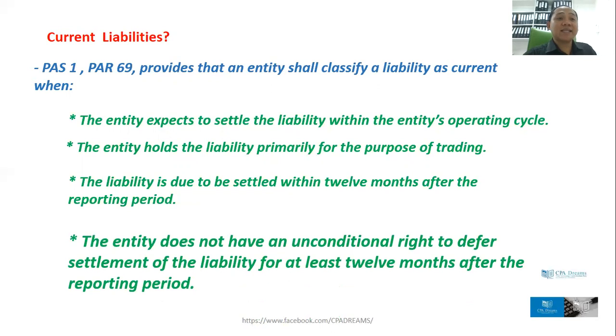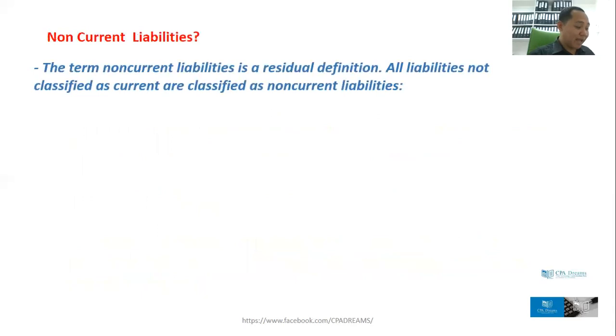Okay, then the entity does not have an unconditional right to defer settlement of the liability for at least 12 months after the reporting period. So meaning, wala kang conditional right na i-extend yung terms, no? Kung nag-expire na yan after 12 months or after that reporting period, i-extend mo yung liability? No. Kasi once na na-extend mo, nagagawa mo na maging mas mahaba yung period, that means it doesn't fall to current liabilities. It will fall on the non-current liabilities. Okay? So now let's move on to non-current liabilities. So this is a residual definition.